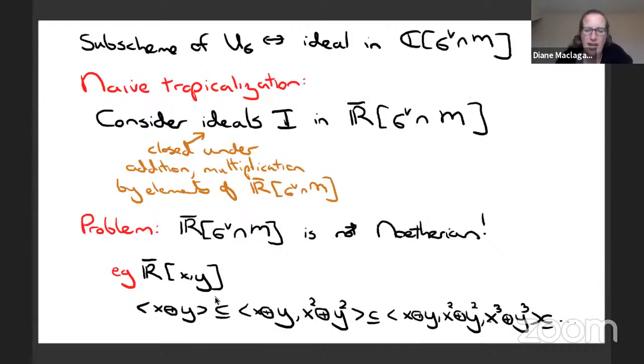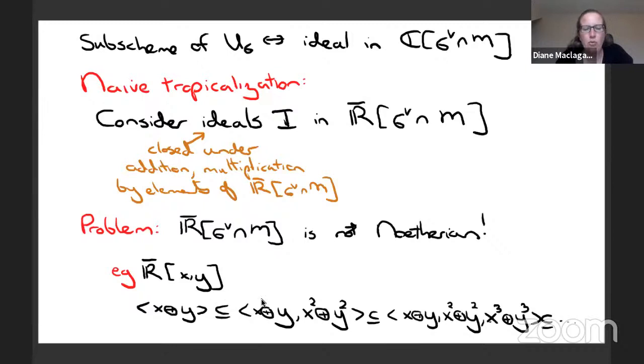If I have R bar adjoin x, y, then the ideal generated by x tropical plus y is properly contained in the ideal generated by x tropical plus y and x squared tropical plus y squared, which is properly contained in the ideal x plus y, x squared plus y squared, x cubed plus y cubed, and so on, right? So at each stage, in the dth ideal, I'm going to add the generator x to the d plus y to the d. In this way, we're going to get an infinite ascending chain of ideals.